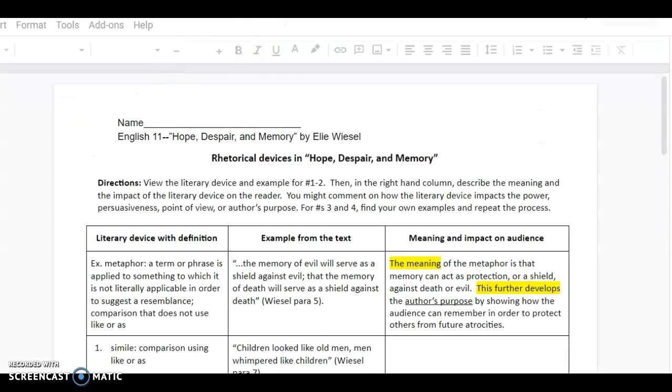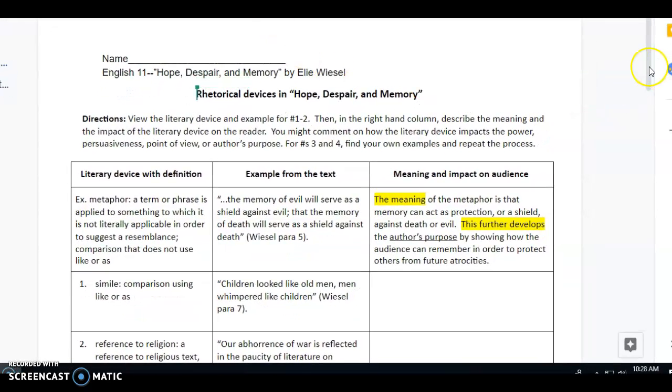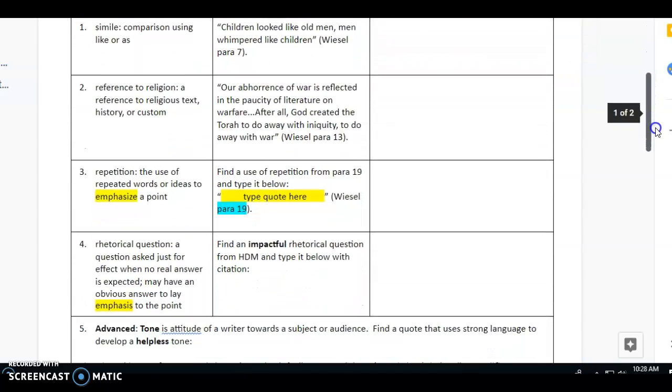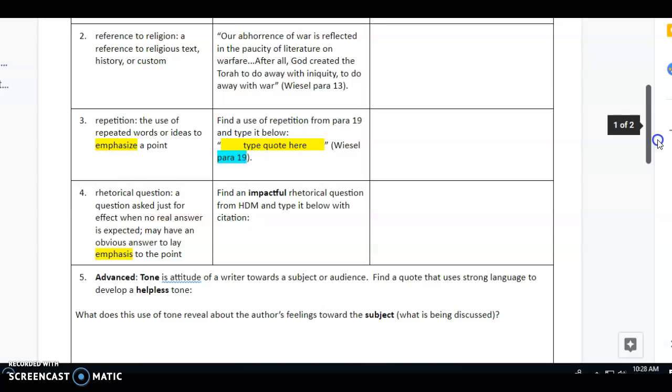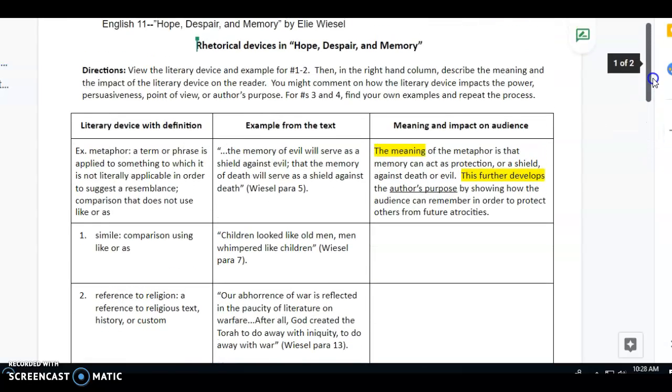Make sure you click that blue hyperlink so it opens up in a new tab. And you looked at 3 rhetorical devices last class. We're continuing with those 10 that we want to kind of repeat and look at over and over again. So today you'll be looking at simile, reference to religion, repetition, rhetorical question, and tone, which tone's a really good one because it comes up in every piece of writing. You can always identify a tone.